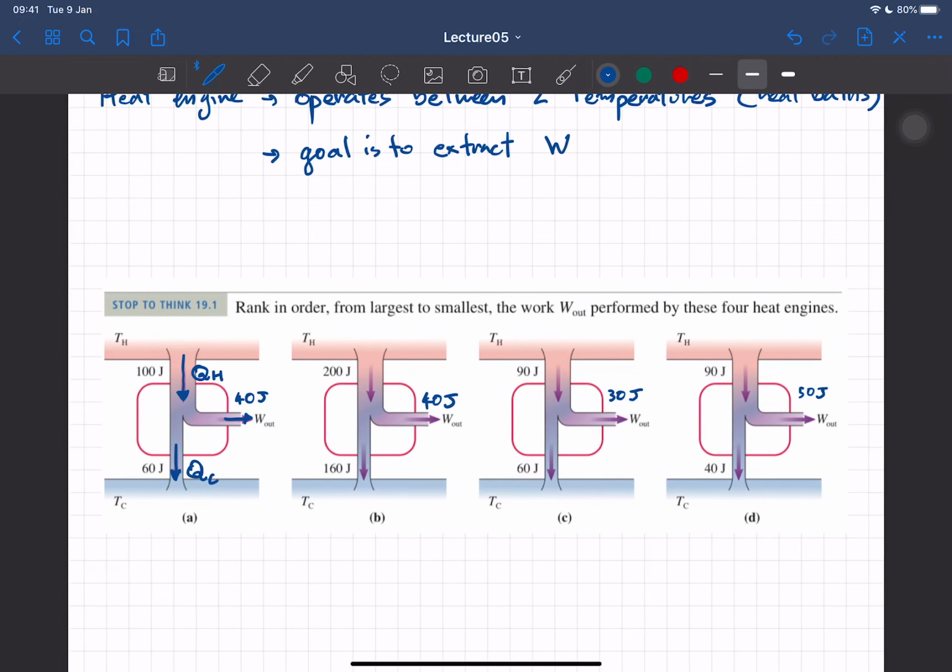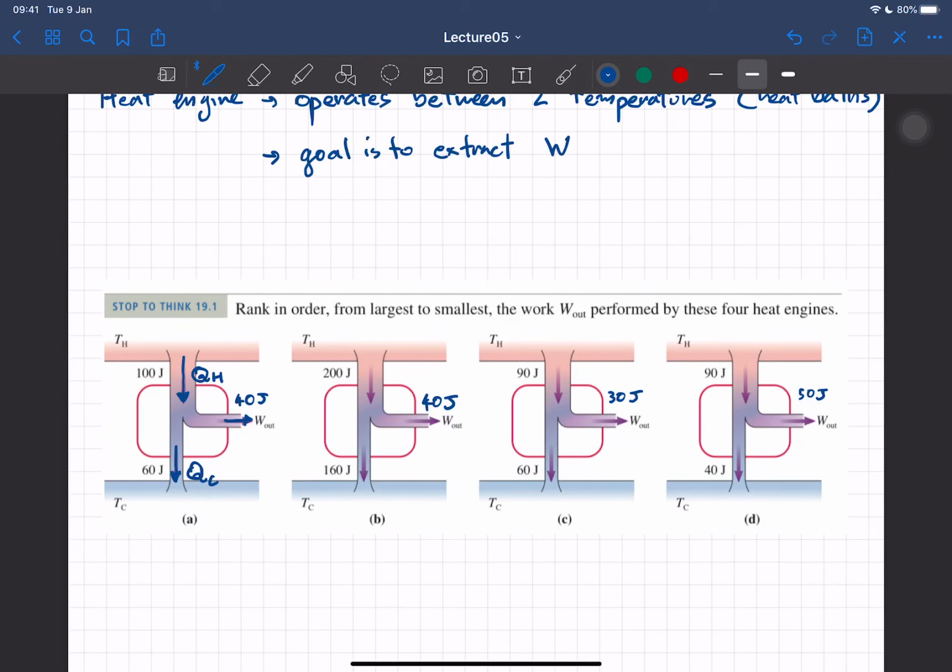So we're going to talk about the engine efficiency. So what is efficiency? In terms of the engine or kind of mechanical device, it is usually defined to be what we want divided by what we need to pay.